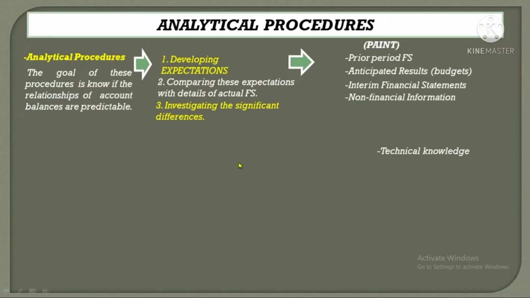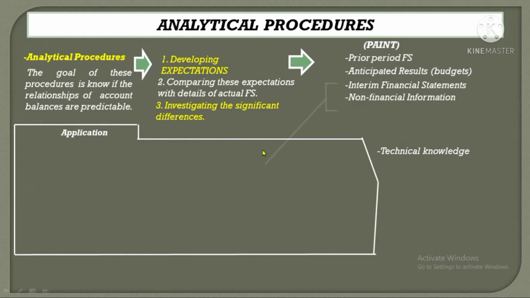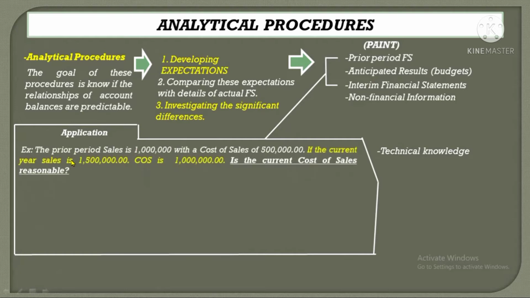To make your learning complete and concrete, let's apply it to situations. Let's start with an example related to these three. Example, the prior period sales is 1 million and the cost of sales is 500,000. This information, let me make it clear, can also be extracted from these two, the anticipated results and interim financial statements. But in this example, we will assume that the data comes from the prior period FS, okay?